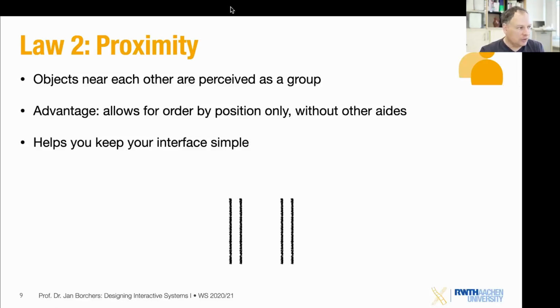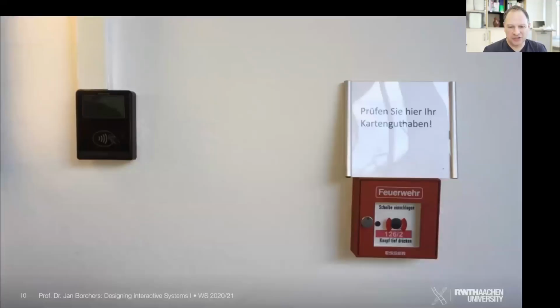Okay, so do we have more of those? Sorry, I have an example of this one. This is a nice contradiction of using that law. This is a picture taken from our Mensa here, which has an electronic card reader on the left, and it had this emergency button on the right, and somebody was too lazy to actually mount that sign to the wall, so they just put it onto the fire extinguisher emergency button.